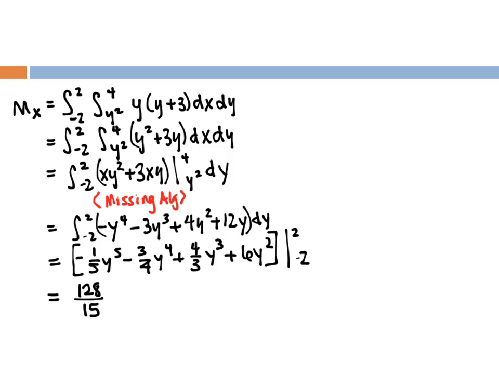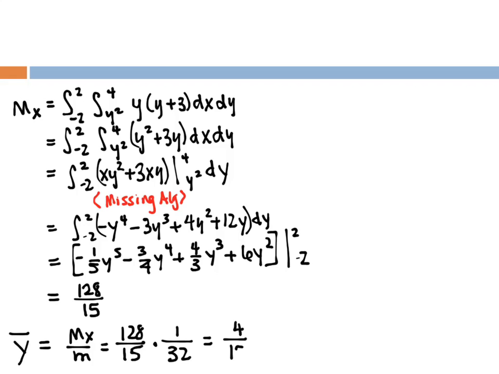Now, the reason we did m sub x was that in having m sub x, we can find y bar. Y bar is m sub x over the mass m. So m sub x is 128 over 15, and we want to divide by the mass, which is 32, so I'll multiply by 1 over 32, and I end up getting that y bar is actually 4/15 when we multiply and simplify that.